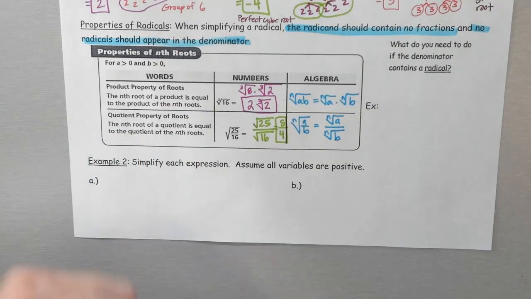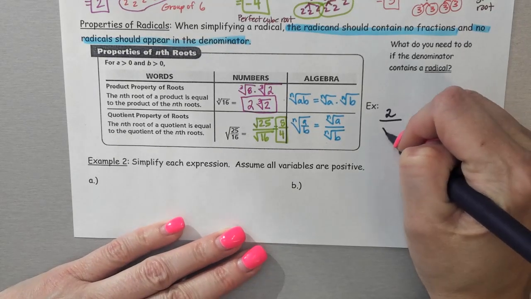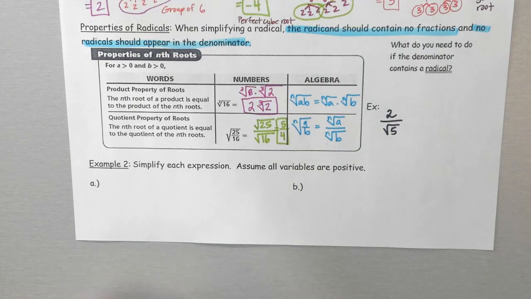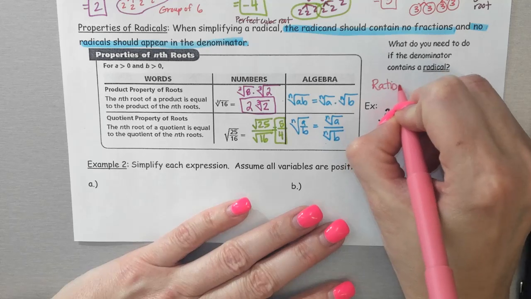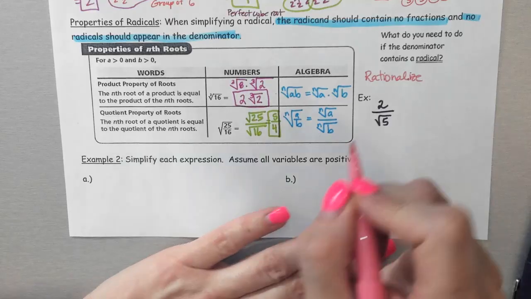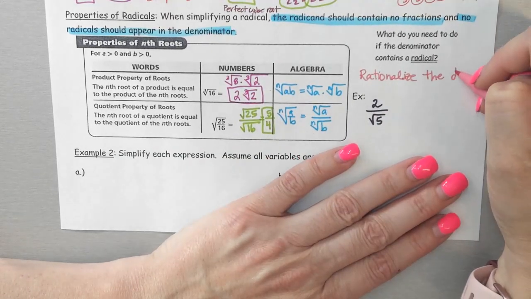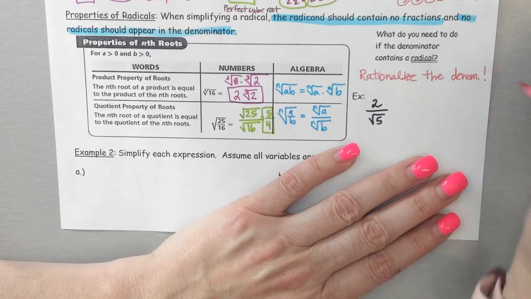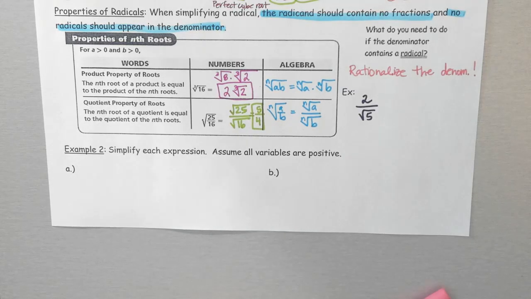Okay, so what do you need to do if the denominator contains a radical? What do we call that? Yep, a lot of times you've been multiplying by the denominator. What's that called? Rationalize. Because what we're doing is we're making it a rational number. It's irrational, and we're making it rational. So if the denominator contains a radical, you're going to rationalize the denominator. Okay, so I want you to rationalize the denominator for 2 over root 5.